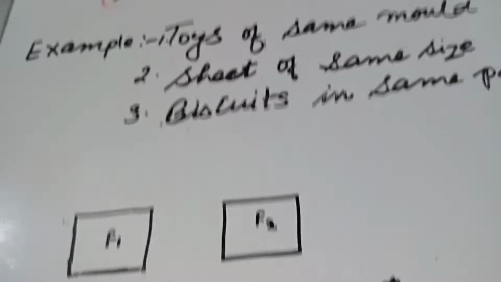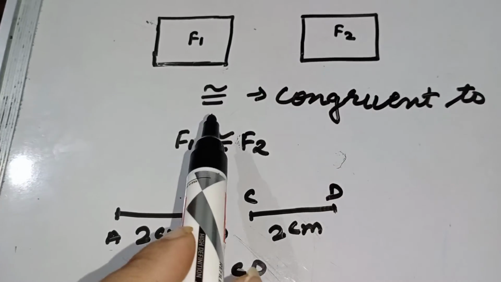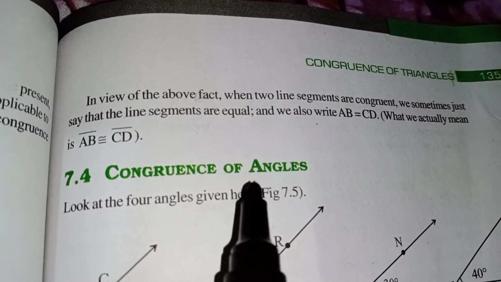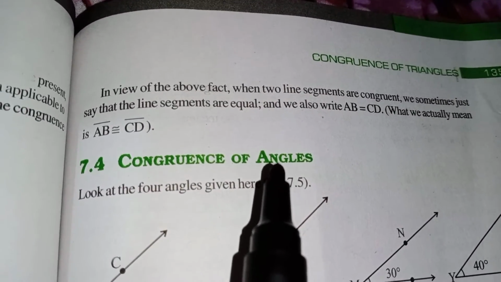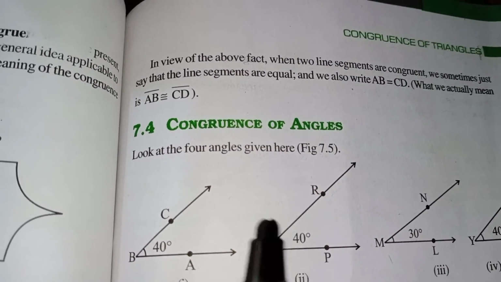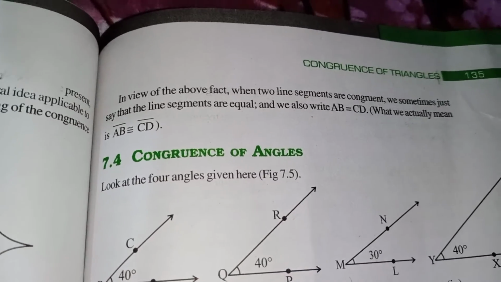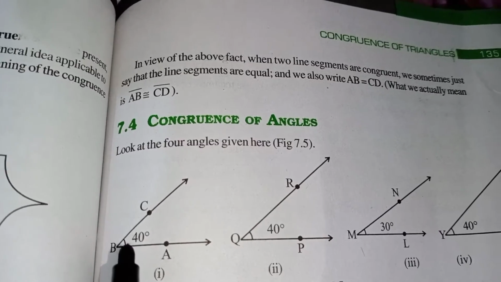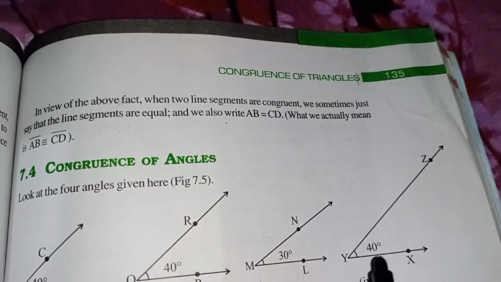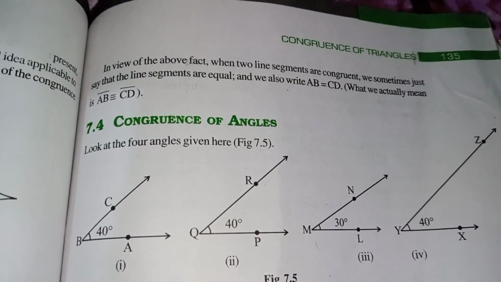What is the meaning of congruency, how figures can be congruent, and the symbol of congruent. The next is congruence of angles. What do you understand by congruency of angles? Suppose I have a 40-degree angle, angle CBA, and another 40-degree angle, RQP. They both are 40 degrees. And angles NML and ZYX are 30 degrees and 40 degrees respectively. I have these four angles.